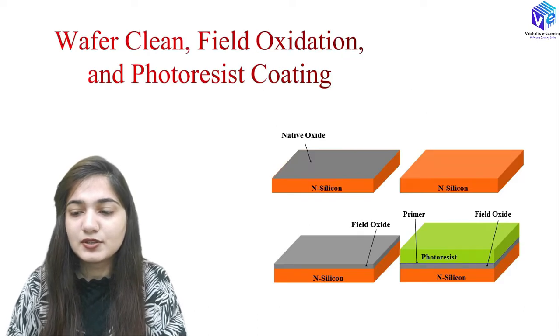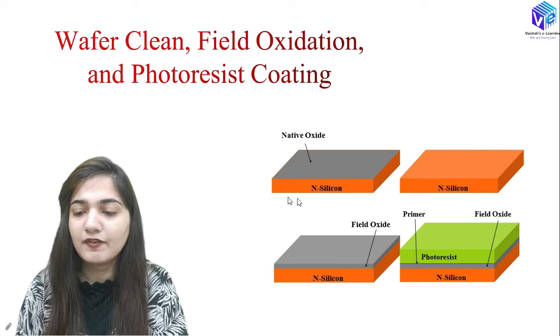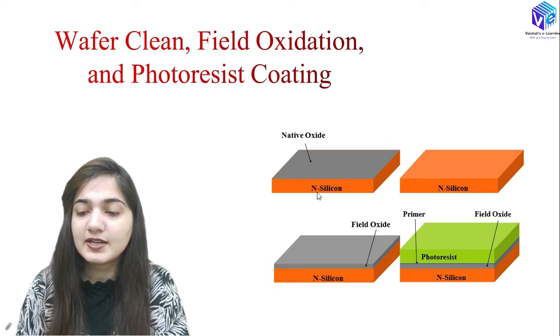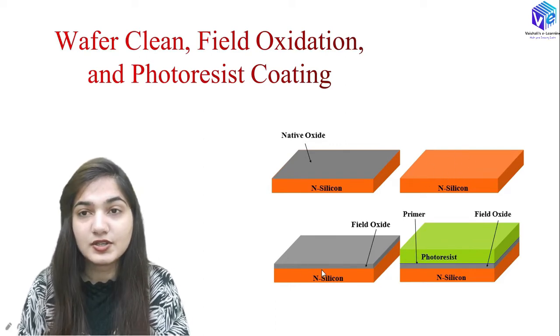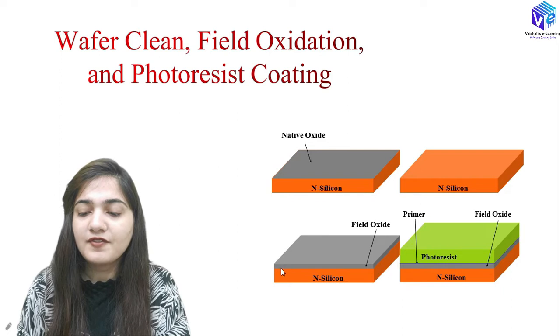So you can see, first of all I have the wafer cleaning. There is this wafer, which is the N type silicon wafer, and there we will have some native oxide present on the wafer. First of all I will be doing the cleaning process. After that I will move towards the field oxidation, and after the field oxidation I will have a growth area of SiO2. So a layer of SiO2 would be present over the N type silicon.